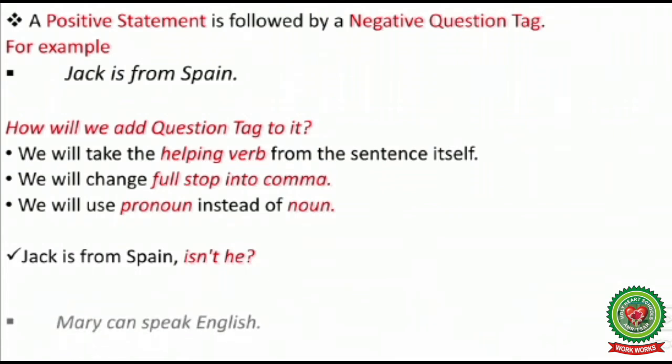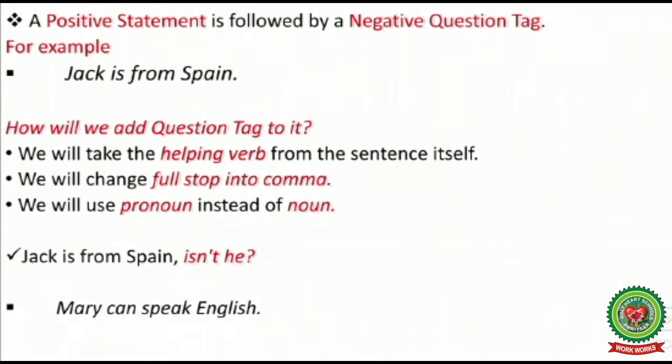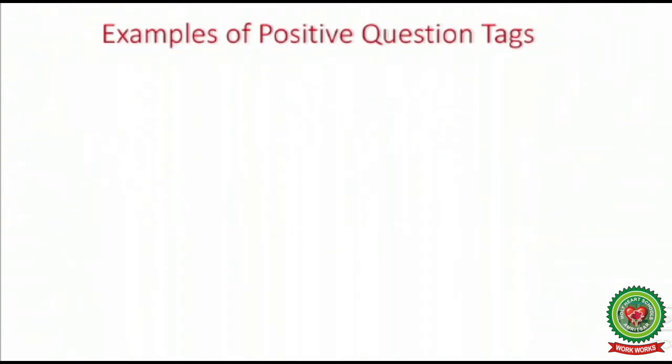Let us take more examples. Mary can speak English. We will make the necessary changes, students. Now, which is the helping verb? Yes. So, students, can will become can't. Full stop changes to comma and we will use pronoun in place of Mary. Which pronoun will be used instead of Mary? Yes, we will use she. At the end of the statement, we will add a question mark. So our answer will be Mary can speak English, can't she?